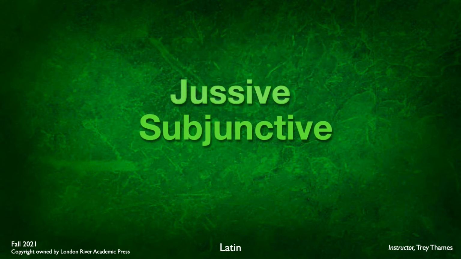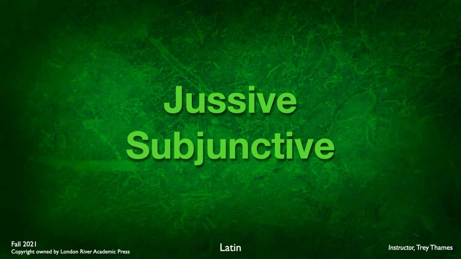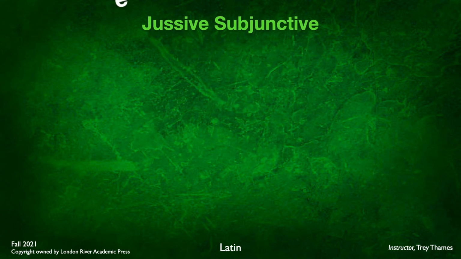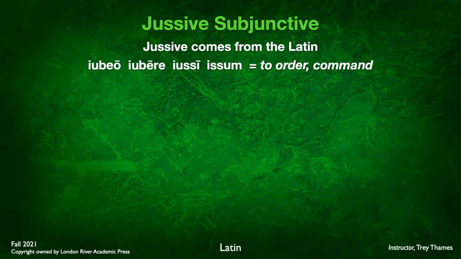So let's look first at the jussive subjunctive. Now that's a funny word, jussive. It's actually probably supposed to be pronounced jussive. I'll just say I'm probably weird the way I pronounce that. I'll try to remember to say jussive. All right, well, where does this word come from? What does it mean? Well, the word jussive comes from the Latin word iubeō, iubēre, iussī, iussum, comes from the third principal part here.